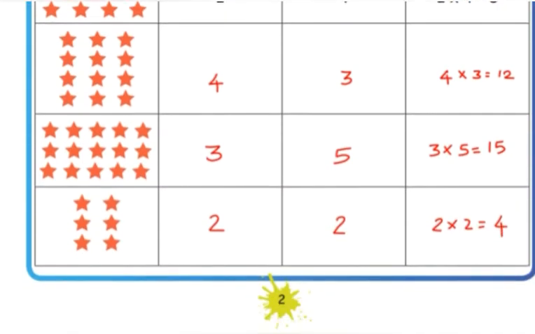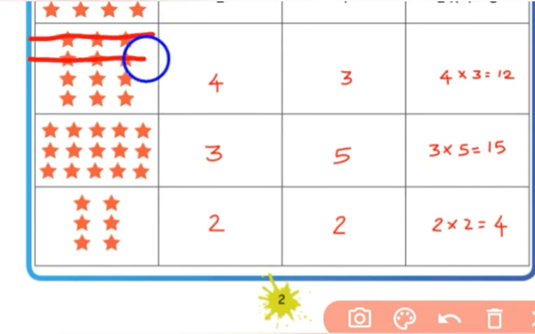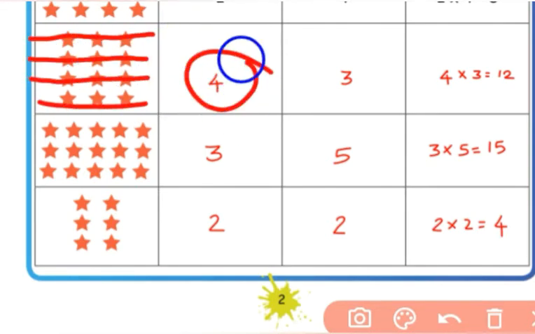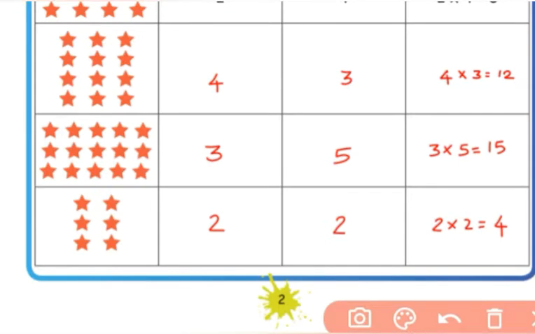Next பாருங்க, stars கொடுத்திருக்காங்க. Number of horizontal rows 1 2 3 4. You have to write here 4. Number of vertical columns 1 2 3. So you have to write here 3. 1 2 3 4 5 6 7 8 9 10 11 12. The total number of stars is 12. The multiplication fact is 4 into 3 is equal to 12.